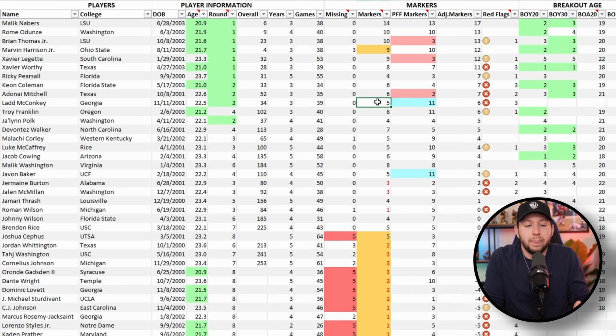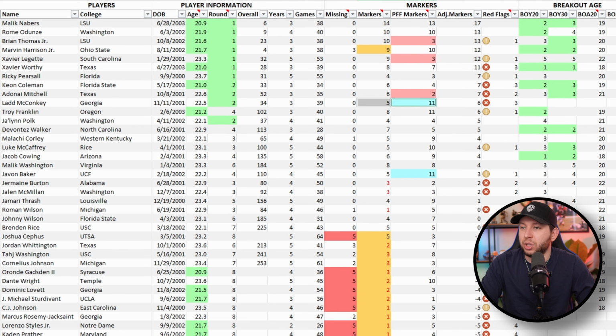And I saw good tape on film for Ladd McConkey. But I kept falling back on if he was that good in college, that good route running, that good on a per route basis, that should have translated over. He should have broken out. He should have had a season over 2 yards per team pass attempt. That's what I fell back on. And I was obviously very, very wrong on that. But what makes it very interesting is that I noticed that Ladd McConkey hit on over double the number of PFF markers than he hit on my markers.